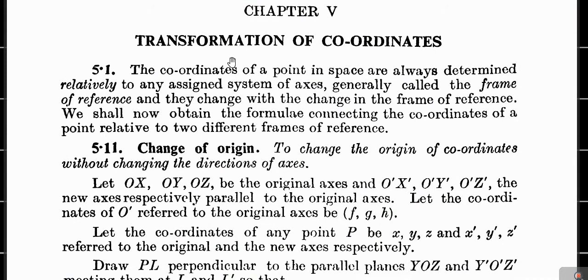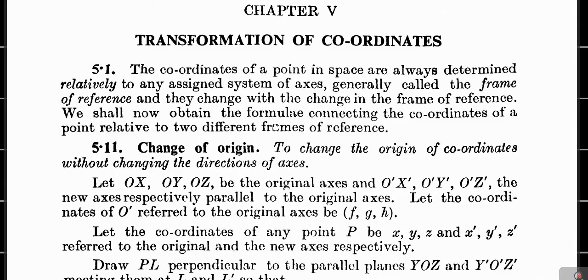The last three articles of our first unit syllabus are covered from chapter number 5, which is the transformation of coordinates. Coordinates can be transformed in two ways. The first way is the change of origin and the second way is the change of direction of axis. So let us begin with the first article, which is the change of origin.